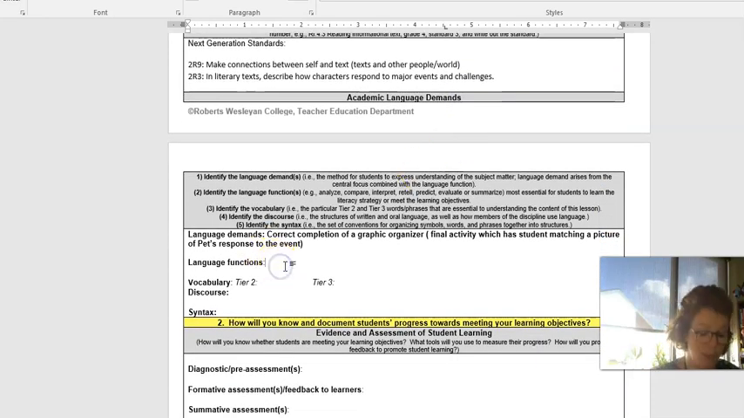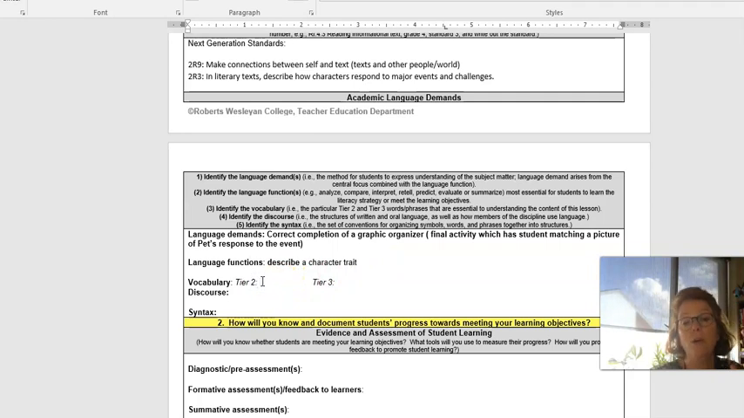Okay, so language functions. Use the verbs. They're going to describe a character trait, and the language function would be the word describe. We're going to put that in bold. Here it says language function: analyze, compare, interpret, retell. So they're going to describe character trait.